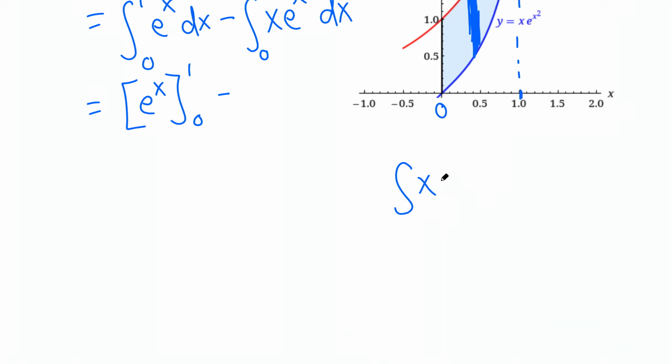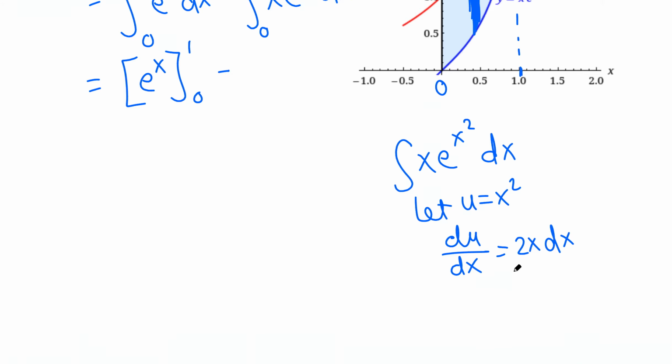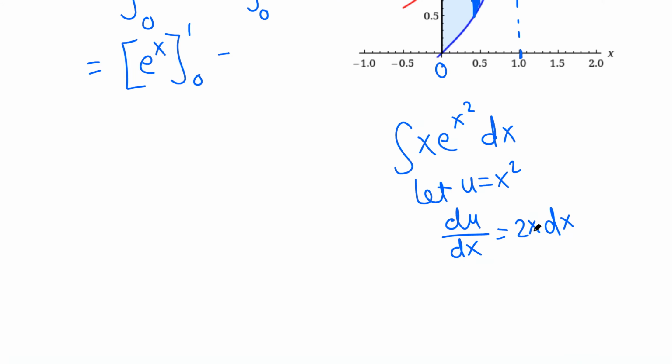So x e to the x squared dx. So this is the inside function, e raised to something, that's the more complicated part. Okay, so u is x squared. Let u be x squared. Then we find its derivative, which is 2x dx. Now we solve for dx. The derivative is only 2x. Now we swap, then du over 2x is dx.